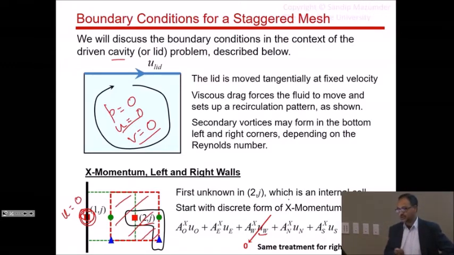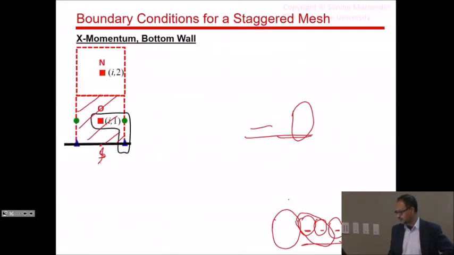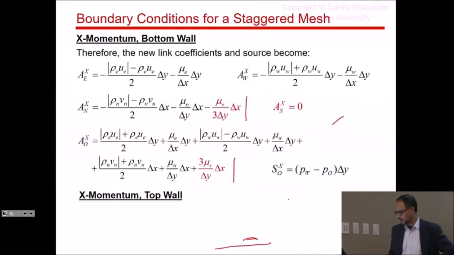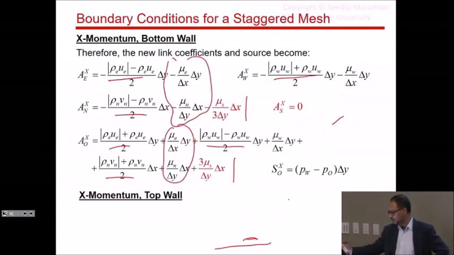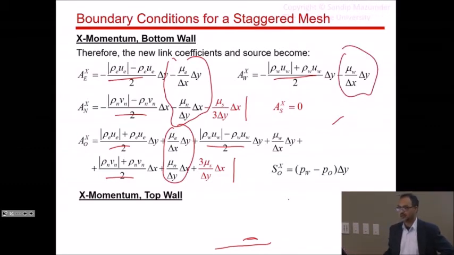So first iteration, if you set U and V equal to 0, what will happen is all your advective links will go to 0. All those switching functions and everything will be 0. The only non-zero terms will be your diffusion terms. So if I look at my link coefficients, for example, I had it here. You see all these guys will go to 0. Nothing will exist if I set velocities to 0. Only terms left over are these diffusion viscous terms, right?